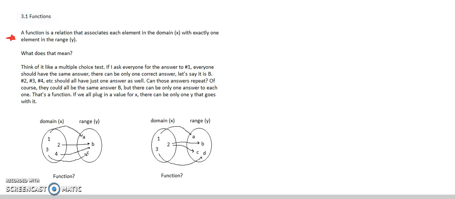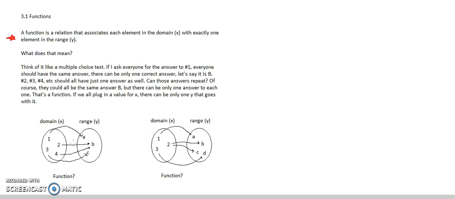So let's look at these two examples and see how they work with this idea of functions. So we're starting with our domain, that's our starting values, and our function takes them to another value, which we call the range. So for our first example here, 1 goes to A, 2 goes to B, 3 goes to C, 4 goes to B. And we want to know, is this a function?